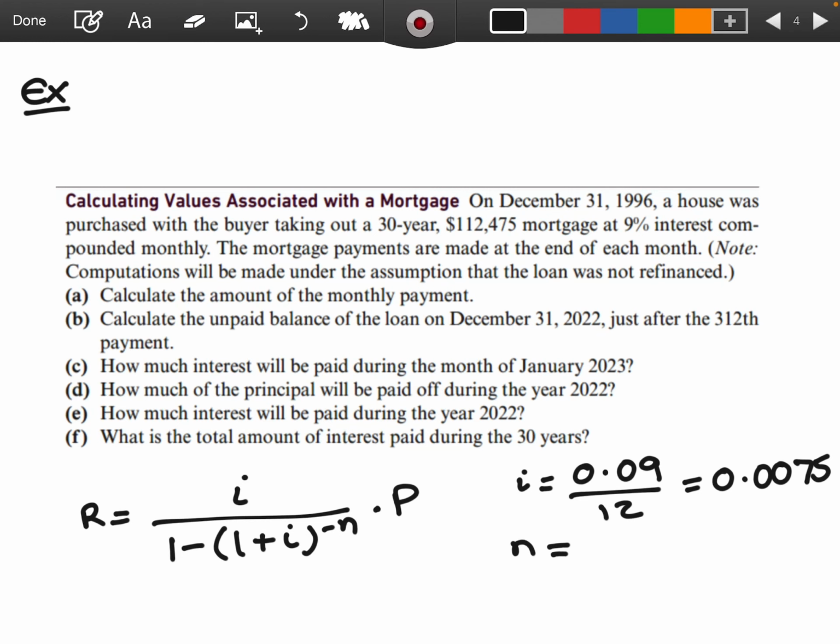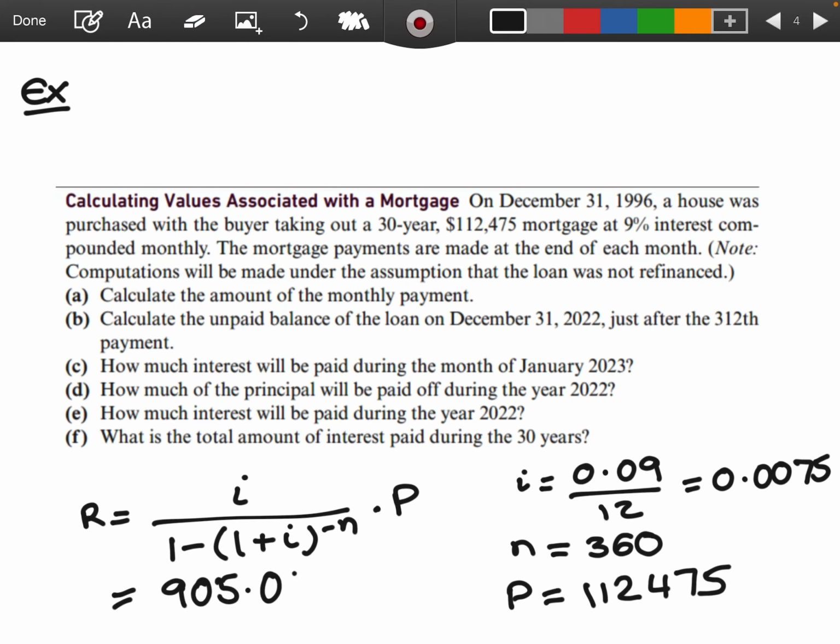N would be 30 years, and we're doing this monthly. So we've got 12 multiplied by 30, which would give me 360. And then P is the present value, the principal on the loan for the 360 payments, which is 112,475. If you plug all of that in, you should find that your monthly payments are $905.